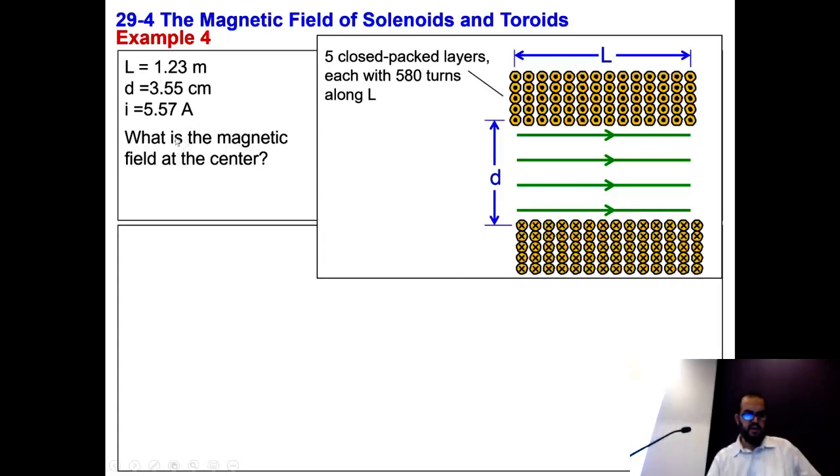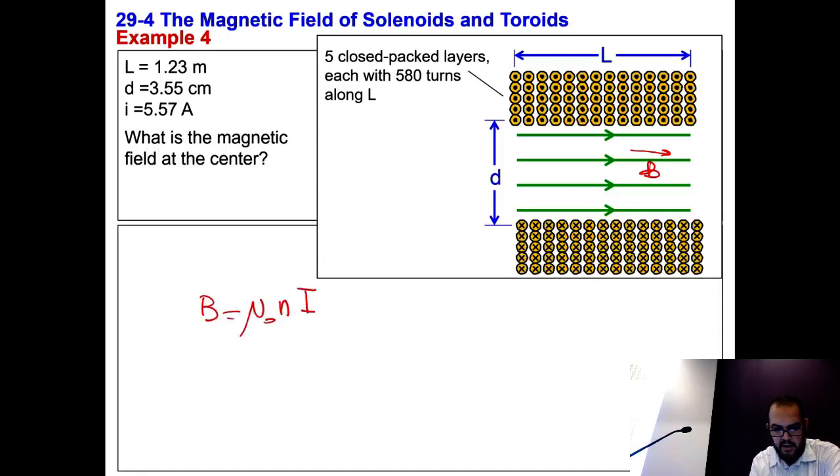Okay, what is the magnetic field at the center? Obviously, by the right-hand rule, if you point your fingers in the direction of the current, the magnetic field is going to be in this direction, B. We want to determine B. I'm going to use the equation that we just derived, mu 0 n I. Now, what is the number of turns per unit length? Can we calculate the number of turns per unit length here? How can we determine it in this case?